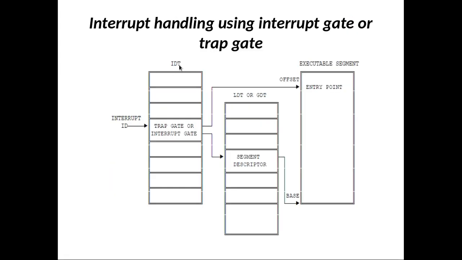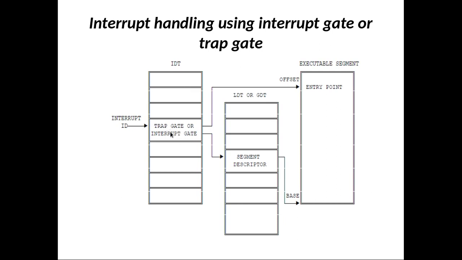Okay, now let's try to understand it with the help of a diagram. Here the IDT is there, then the LDT or GDT is there, then there is an executable segment, that is a code segment. This code segment contains, somewhere here, suppose one ISR. Now see what is happening. Whenever some interrupt occurs, that interrupt will have some vector number associated with it. That vector number will be multiplied by 8, and then one of the descriptors present in the IDT will be selected. Let's assume that descriptor is either a trap gate or an interrupt gate.